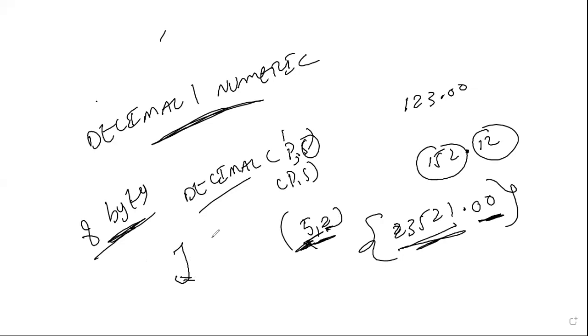Okay, now next give a side heading as float. Done with the side heading? So float will also store decimal numbers.